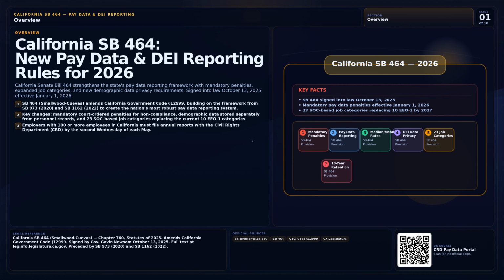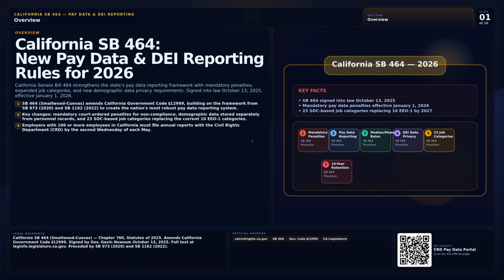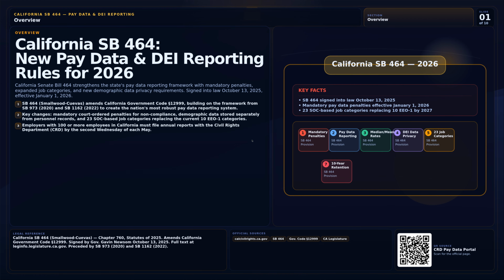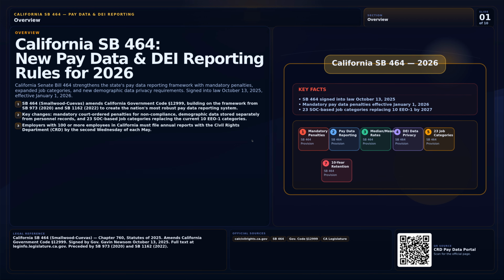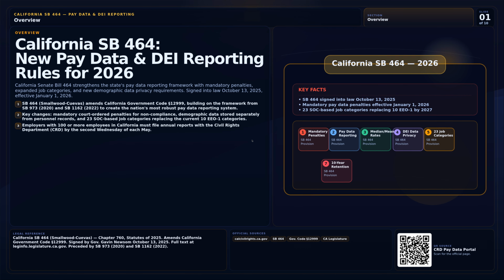was signed into law by Governor Gavin Newsom on October 13, 2025. It amends California Government Code Section 12999, building on the framework established by Senate Bill 973 in 2020 and Senate Bill 1162 in 2022. Together, these laws create the nation's most robust pay data reporting system, and SB 464 takes it even further with three major changes.